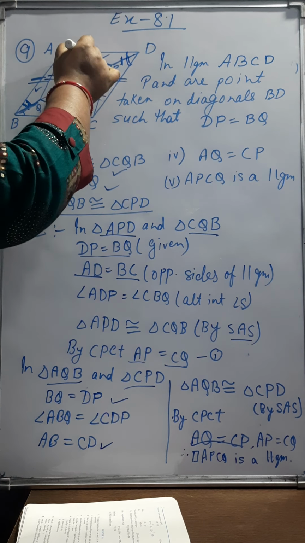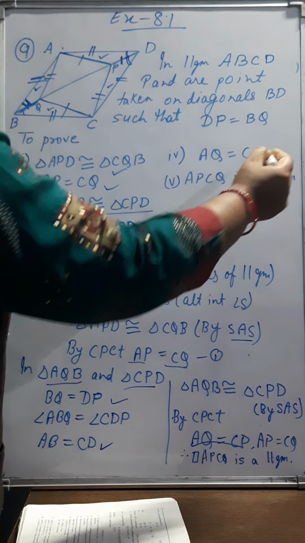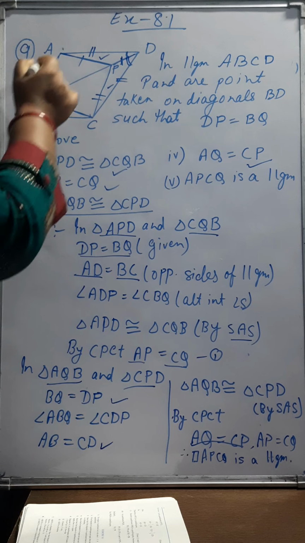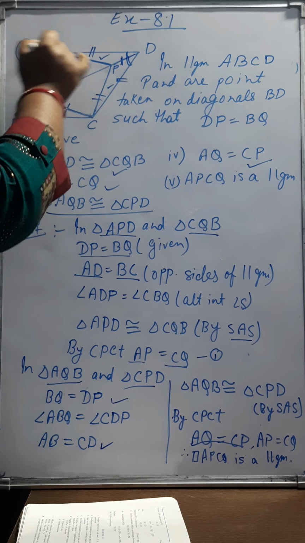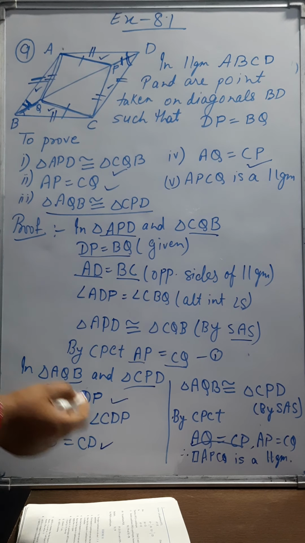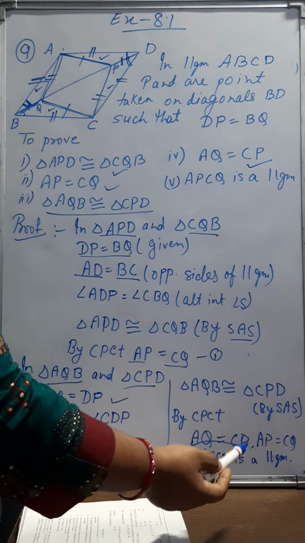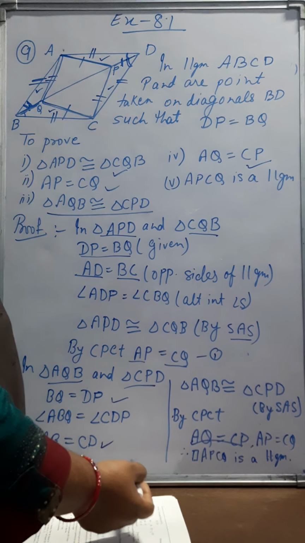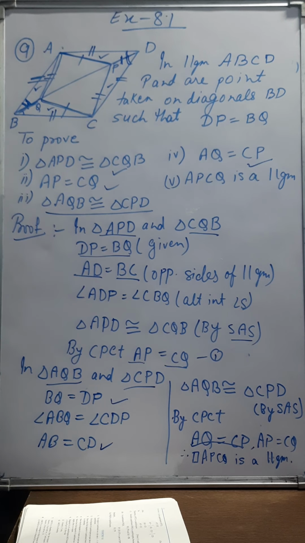Already we have proved AP is equal to QC. Now we have proved AQ is equal to CP. And therefore, in quadrilateral APCQ, both pairs of opposite sides are equal. AQ is equal to CP, and by equation number 1, we have already proved that AP is equal to CQ. So we are getting in quadrilateral APCQ both pairs are equal, hence APCQ is a parallelogram.